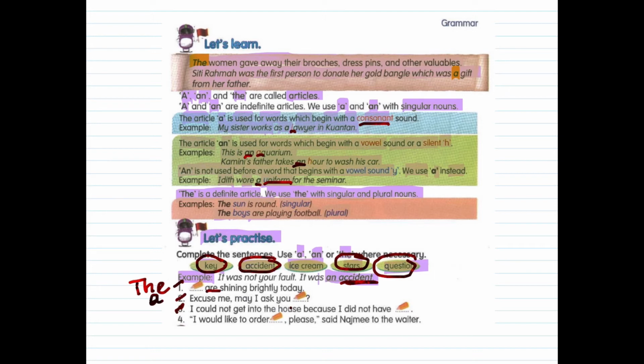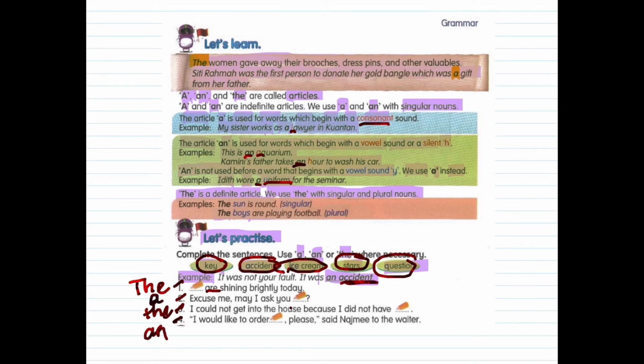The house. So you use the. Okay. I did not have the key, isn't it? The key. Right. Now we've done that. Let's do number 4, the last one. I would like to order what? So this one you use an, isn't it? Because it starts with the vowel sound.